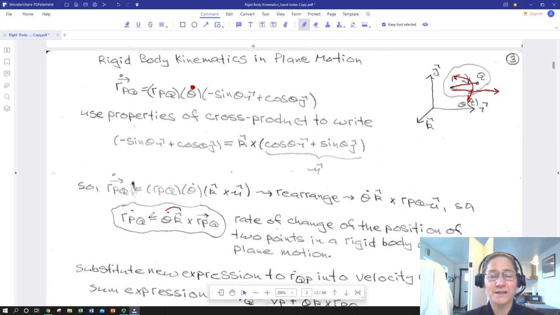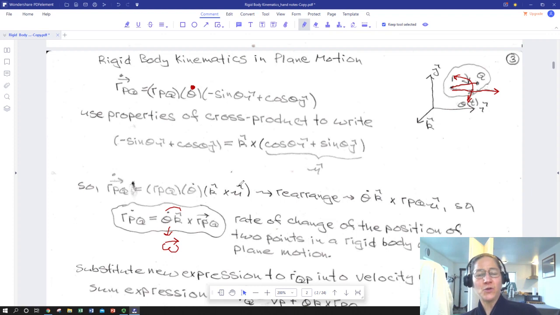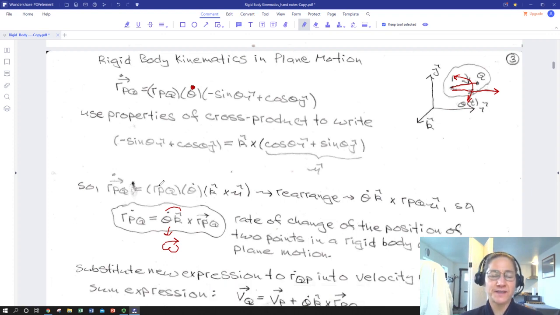It's kind of nice because now we have what could be called omega, otherwise known as angular velocity, which is a vector quantity, crossed into u hat times the scalar length of r P to Q. Well, that's just the whole vector P to Q. Its magnitude times its direction. u hat was defined as the direction of our PQ vector.